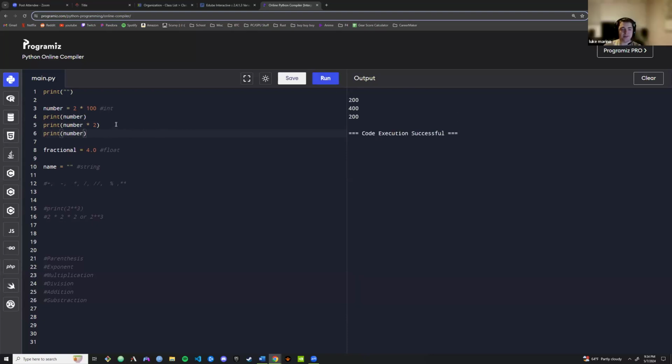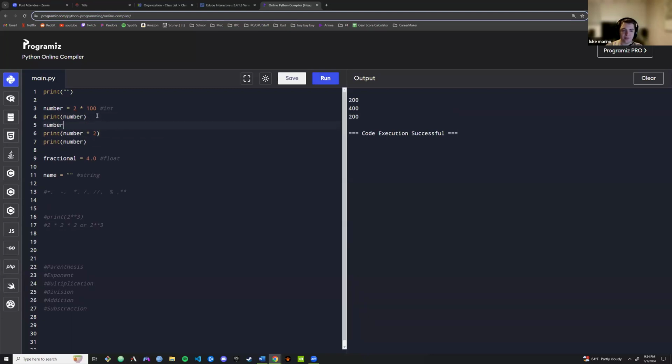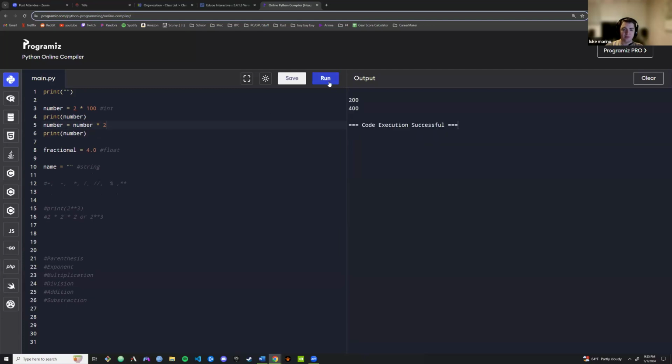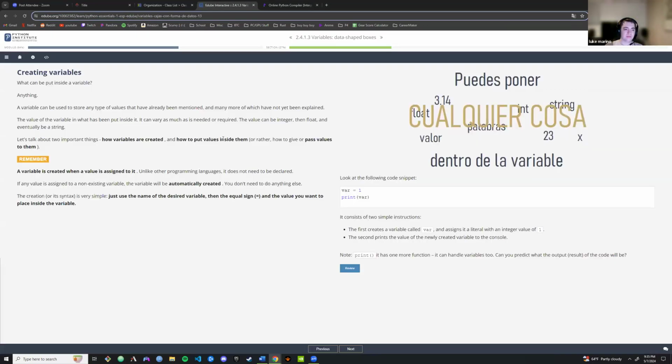Yep, that's precisely right because we haven't set number to anything with this right here. We were only telling it to print number times 2. If we wanted to set number to another value, we would declare it. We do number equals number times 2. So this is saying number is now going to equal whatever it currently is times 2. So we had 200. We said, okay, number is now going to equal 200 times 2. And then we're printing that out. So number is now 400.